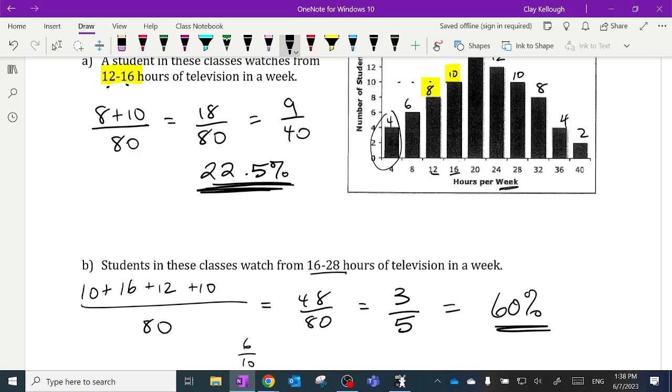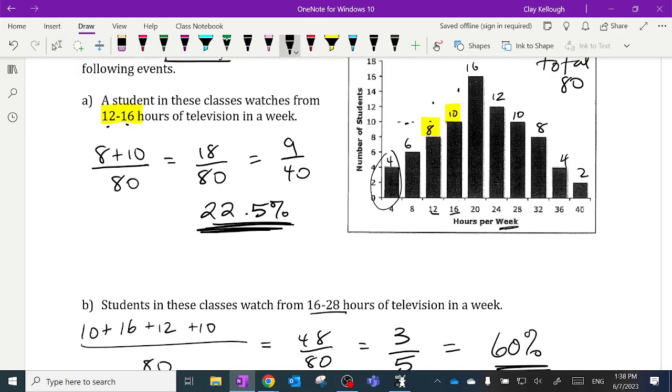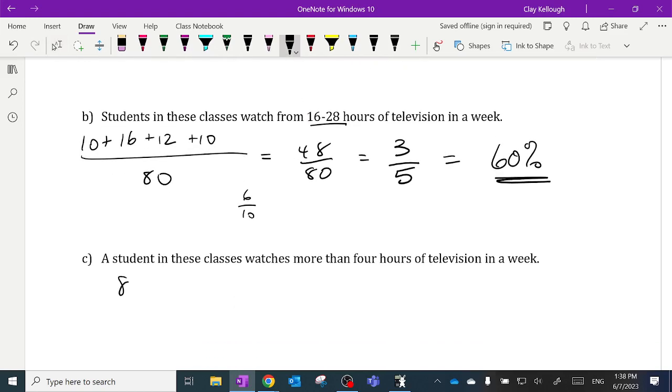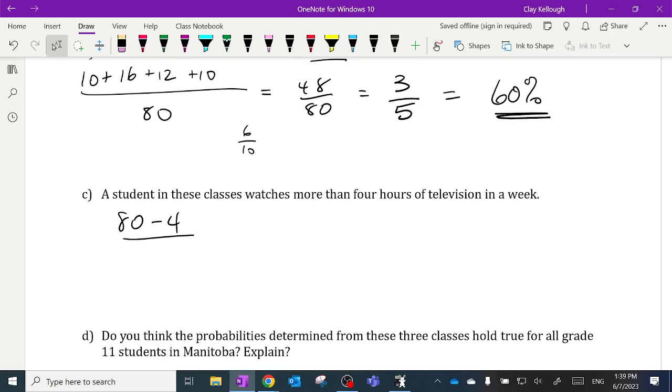So anyway, what do we do with this? Do you really want to add this number and this number and this number and this number? I already pretty much added all that. The better idea would be, how about I just take the total minus those 4 guys that don't have a TV and divide that by 80. So that's going to be 76 out of 80.